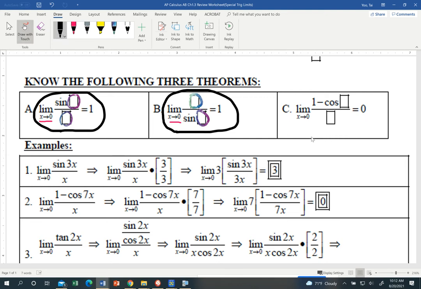All right, the last formula you need to know is this one. Again, this formula is only true if x is going to 0. And that will give you 0. There's nothing anywhere around it. You just need to make sure it is matching. And it's equal to 0.